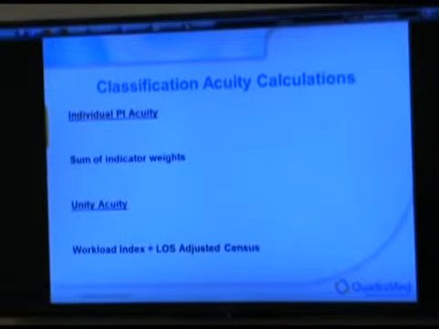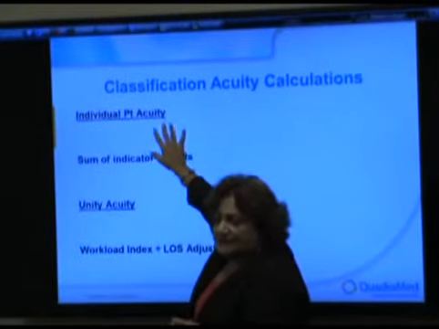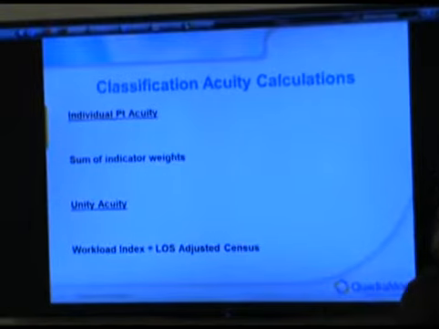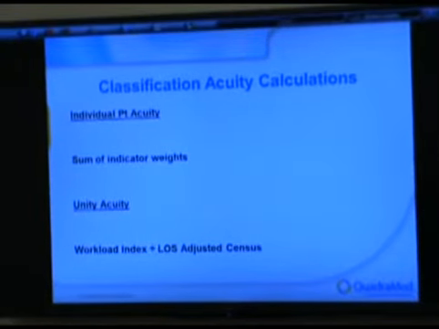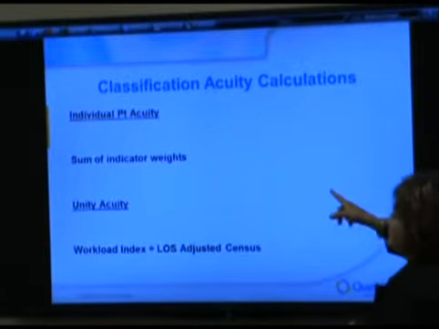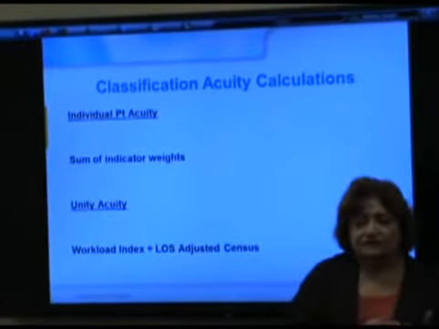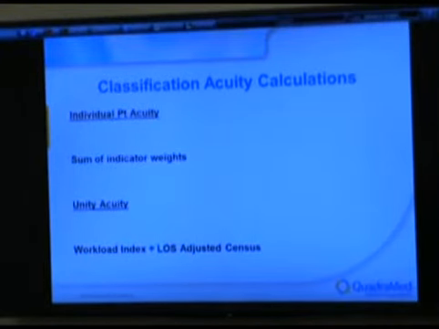So when we get acuity, you'll get individual patient acuity. You'll be able to see that on the screen of the software. Once you classify a patient, you'll be able to see what the patient type is. And an individual patient acuity is the sum of the indicator reads. And then unit acuity is calculated. It takes the workload index, it divides it by the length of stay adjusted census.